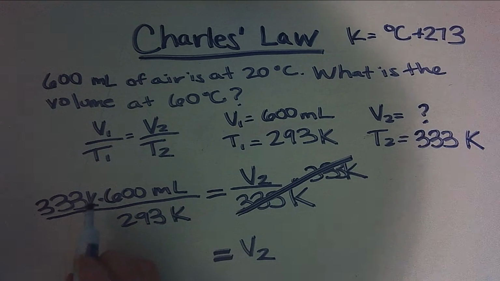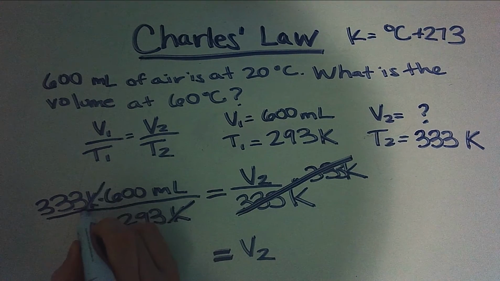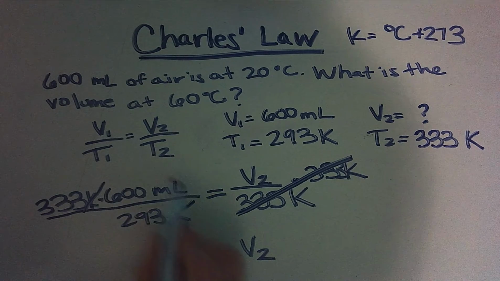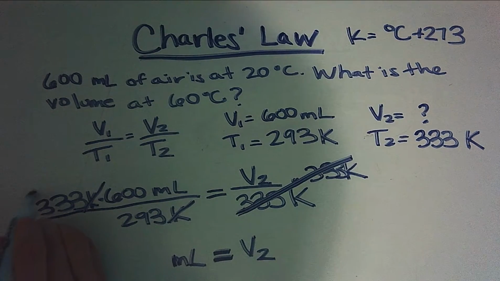Now on this side, I have Kelvin on top, my numerator, and Kelvin in the bottom in my denominator. So I'm going to mark these out. Now my unit that I will have will be in milliliters. I'm going to write that down. Now I'm just going to plug into my calculator.